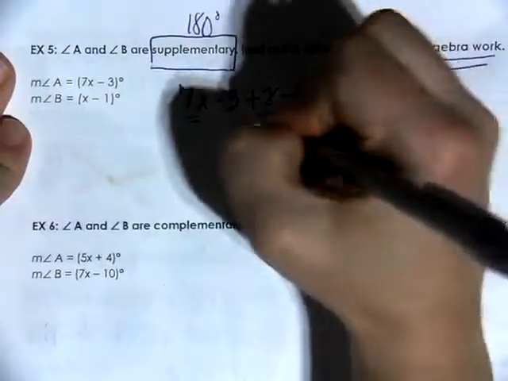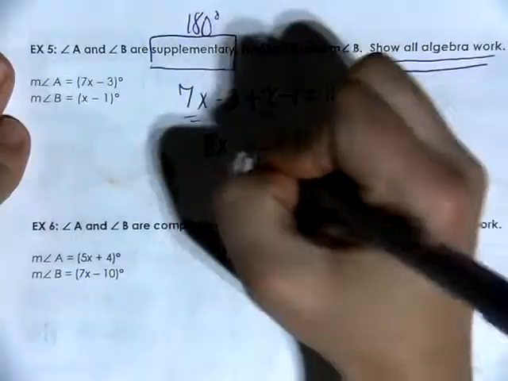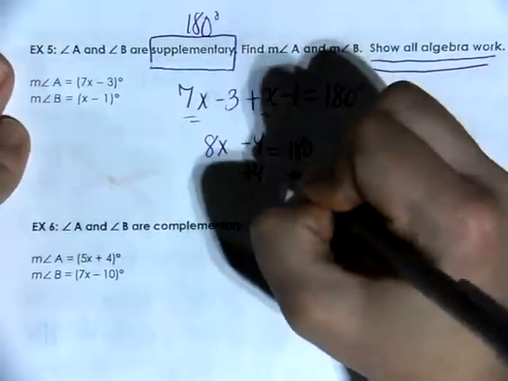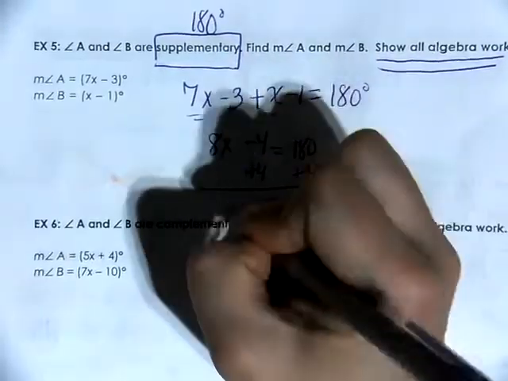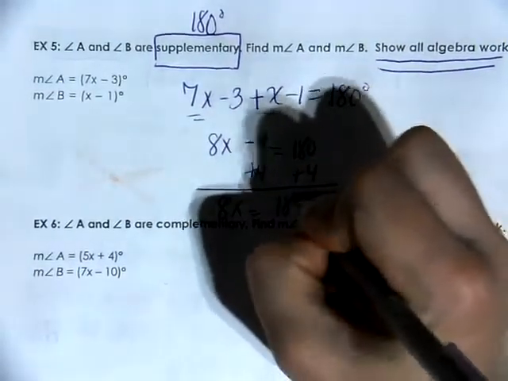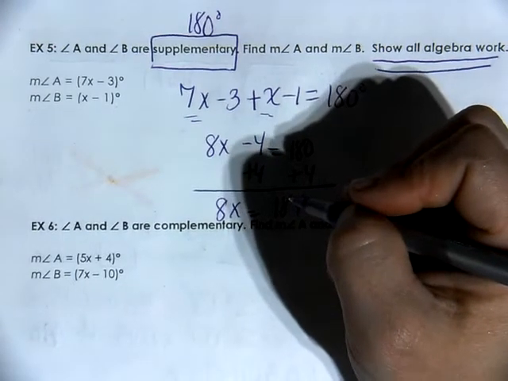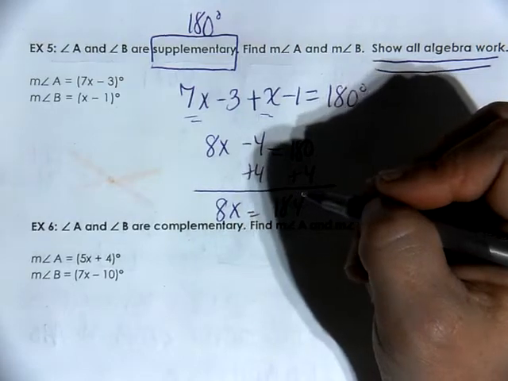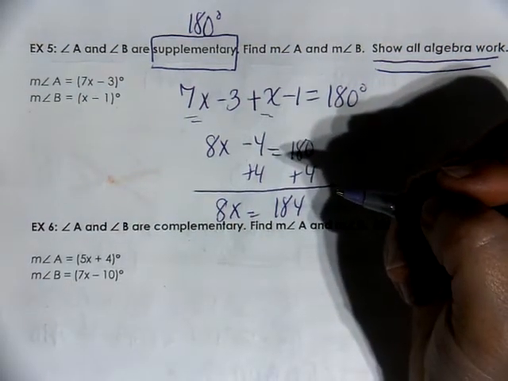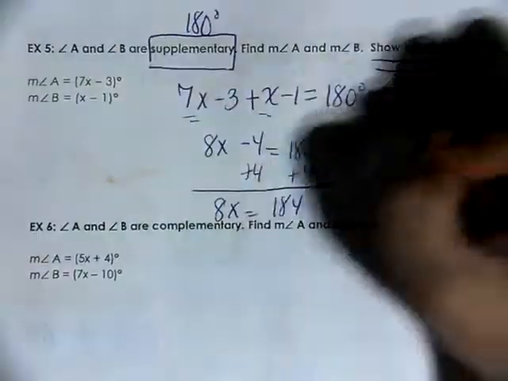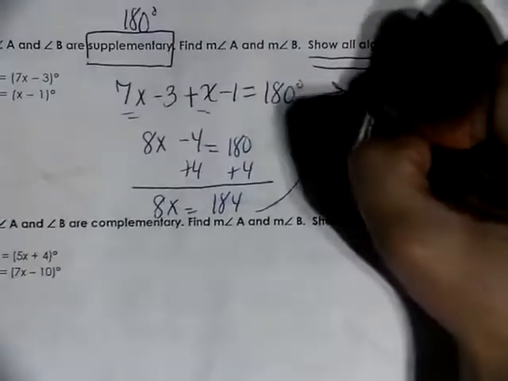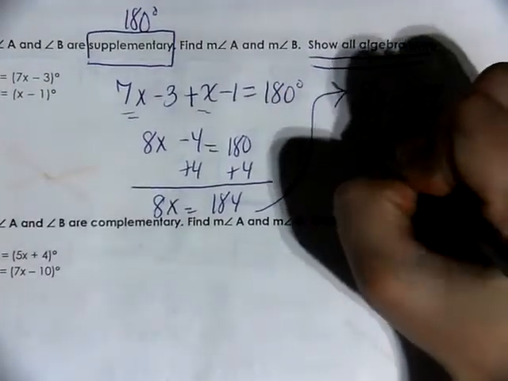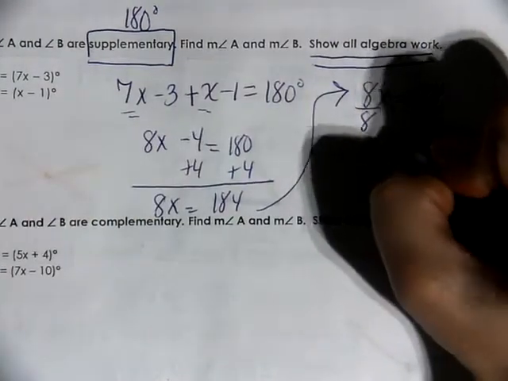So now I'm going to combine my like terms, and I end up with 8x minus 4 is equal to 180. I'm going to add 4 to both sides, and when I do that, I end up with 8x is equal to 184. So now I'm going to go 184 divided by 8. Show my work up here, sorry. So I'm going to write 8x is equal to 184, and I'm going to divide both sides by 8. And when I do that, I end up with 23 as my answer.